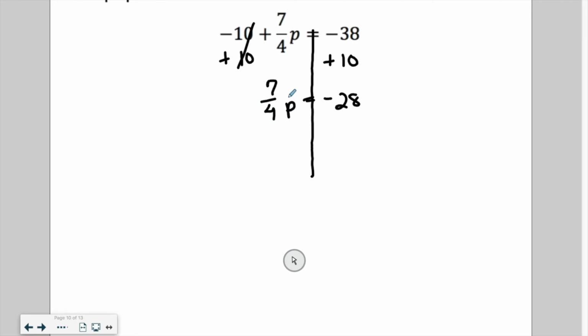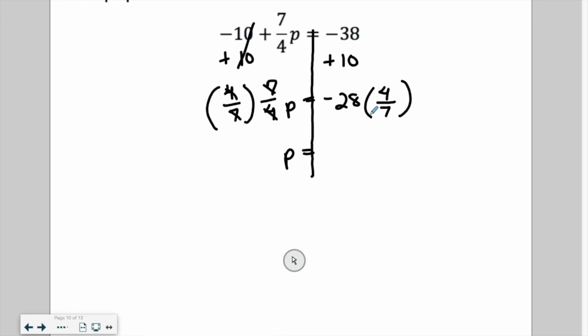And remember, if you want to get a fraction with a variable by itself, you just multiply by the reciprocal. So this turns into 4 over 7. And we're going to do the same thing to the other side. Keep it balanced. So then these cross cancel, leaving you with just p equals, and negative 28 times 4 is 102, 112.